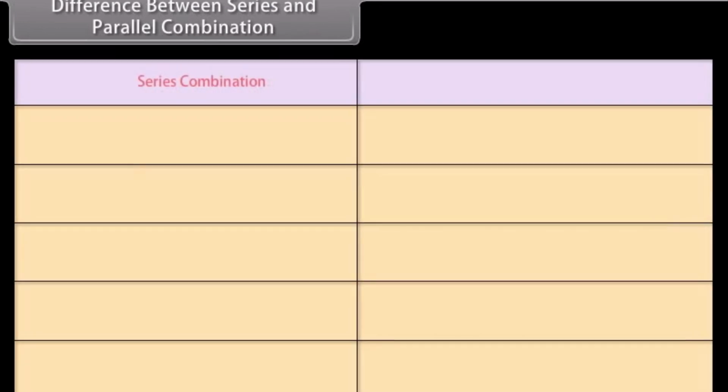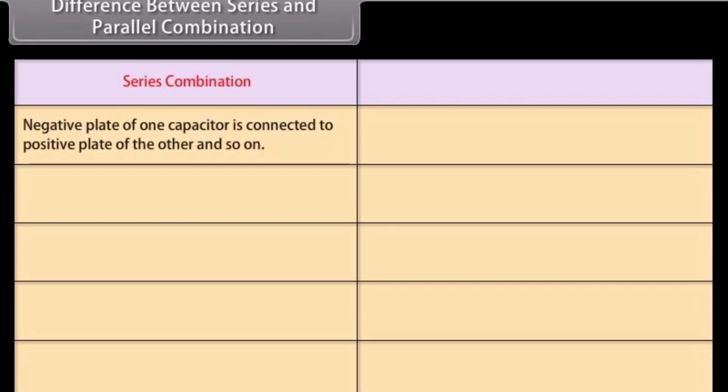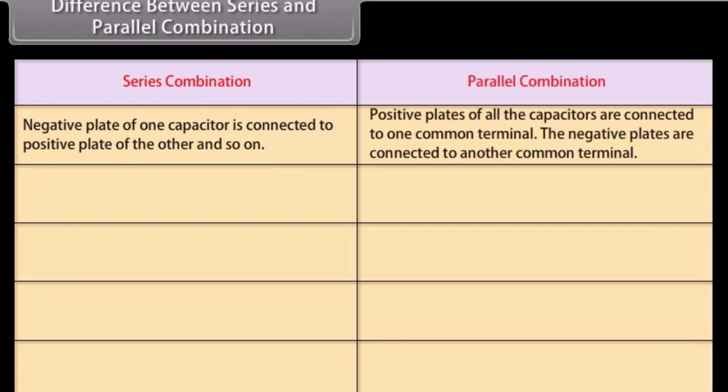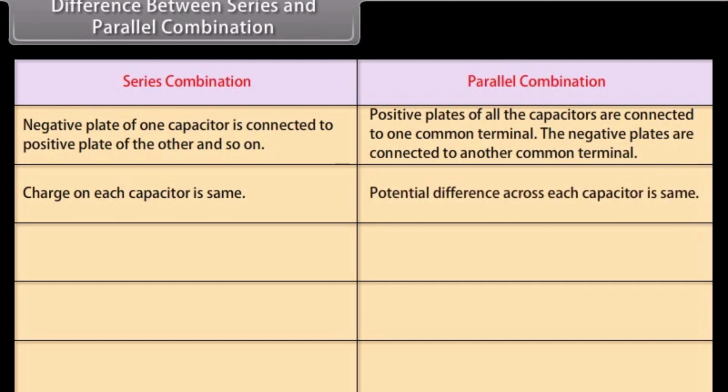Difference between series and parallel combination. In series combination, the negative plate of one capacitor is connected to the positive plate of the other and so on. Whereas in parallel combination, positive plates of all the capacitors are connected to one common terminal and negative plates are connected to another common terminal. In series combination, charge on each capacitor is the same, whereas in parallel combination, potential difference across each capacitor is the same.